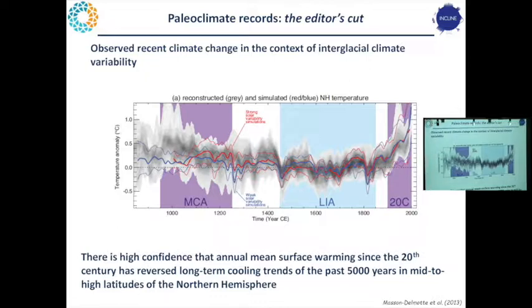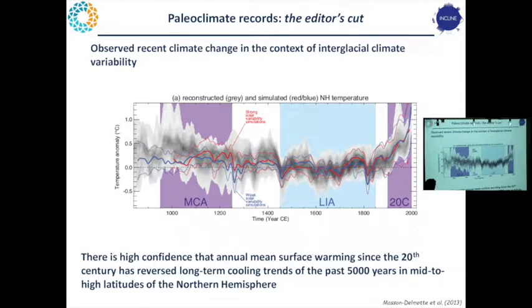And this is a statement from IPCC. There is high confidence that annual mean surface warming since the 20th century has reversed long-term cooling trends of the past 5,000 years. I'm showing here only 1,200. In mid to high latitudes of the northern hemisphere. Okay, this is northern hemisphere. Sorry about that. This is northern hemisphere temperatures, not global temperatures, only northern hemisphere temperature.